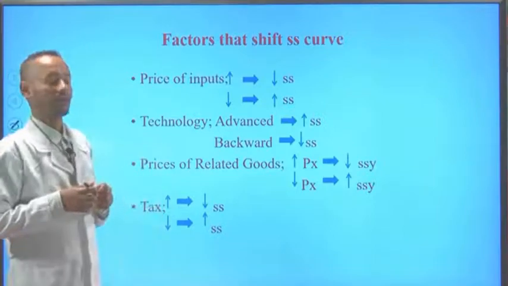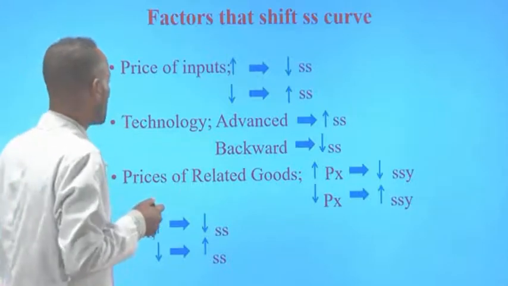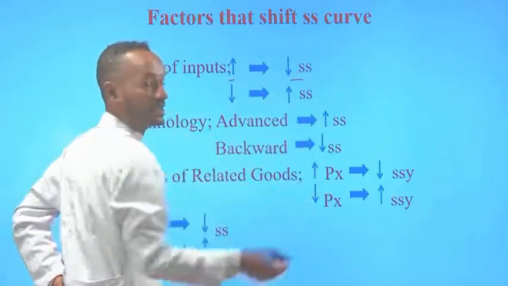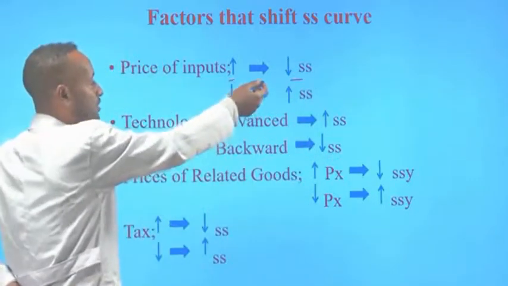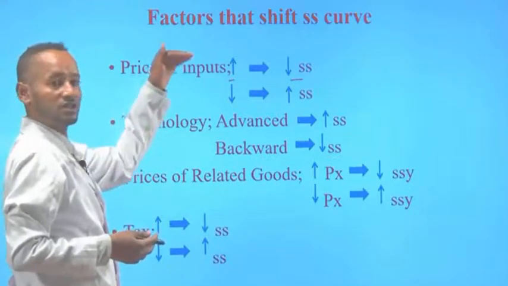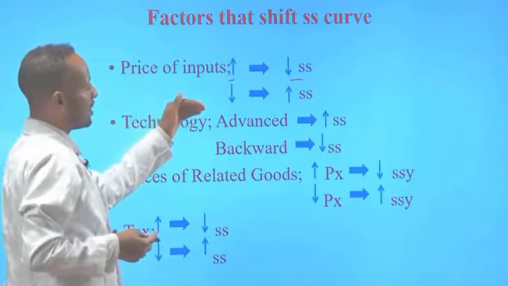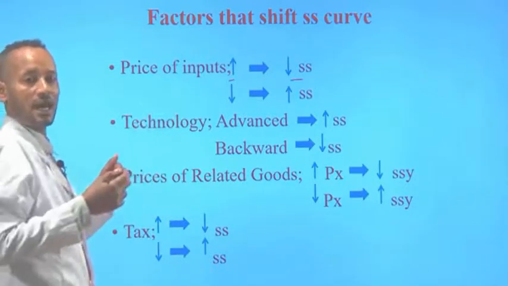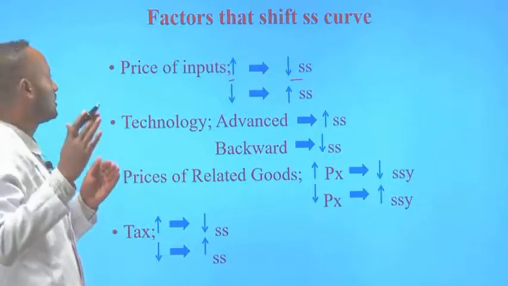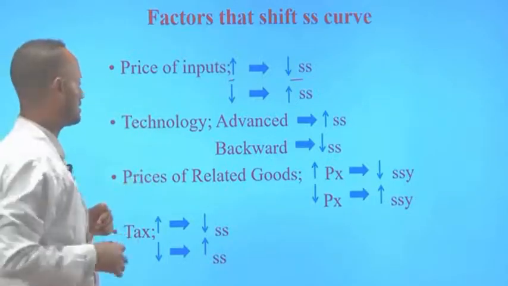The first factor is price of inputs or cost of production. As the cost of production or the price of inputs increases, the supply of a commodity will decline, and any factor that declines supply of a commodity shifts the supply curve to the left. In other words, an increase in price of inputs shifts the supply curve to the left. A decline in price of input or cost of production increases supply of a commodity, and any factor that increases supply of a commodity shifts the supply curve to the right. In short, a decline in price of inputs or cost of production shifts the supply curve to the right.